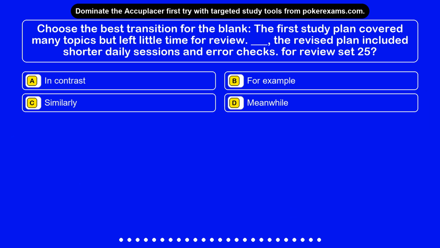Question 21. Choose the best transition for the blank. The first study plan covered many topics but left little time for review. Blank. The revised plan included shorter daily sessions and error checks. For review set 25. Option A. In contrast. Option B. For example. Option C. Similarly. Option D. Meanwhile.